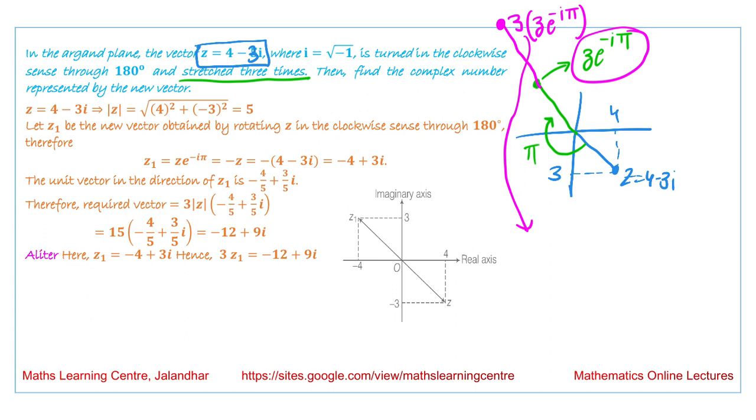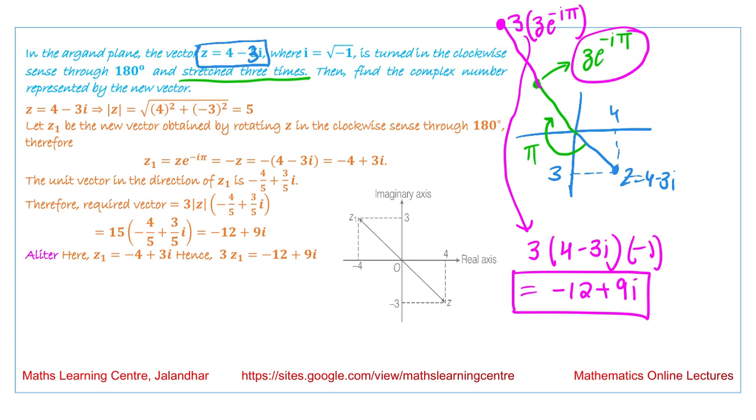So we are writing it is 3 times z, which is 4 minus 3 iota, and e raised to the power minus pi, it is minus 1. So the answer we obtain, this new number that we will have, will be equal to minus 12 plus 9 iota. So this is the new number that we will have. This is the new complex number that we will obtain.